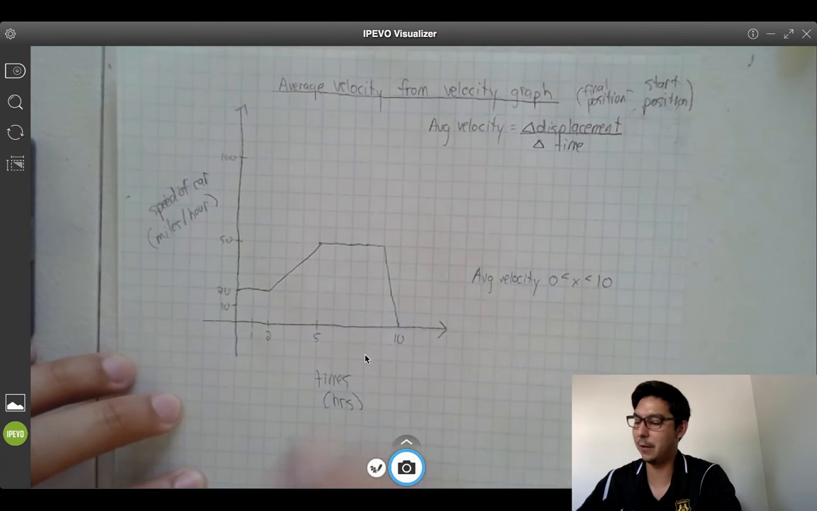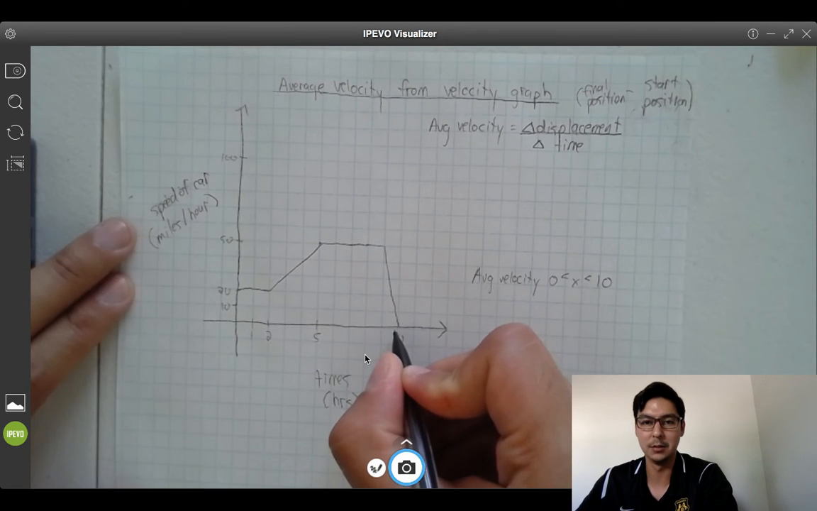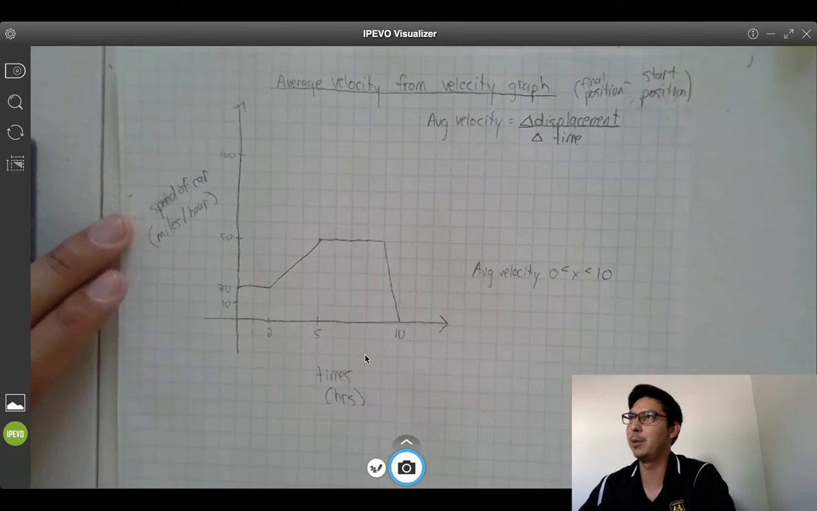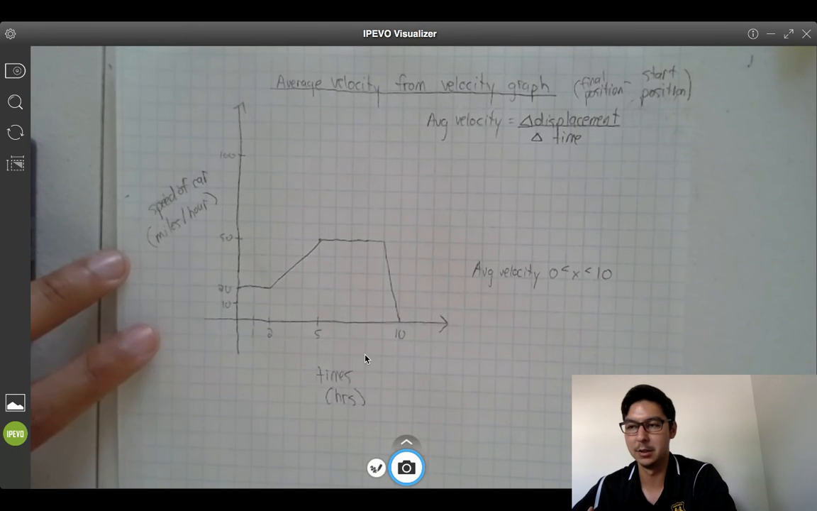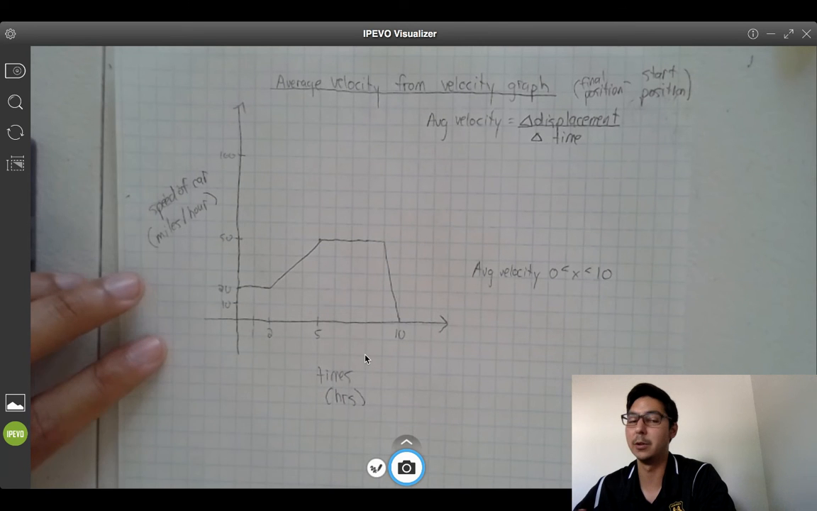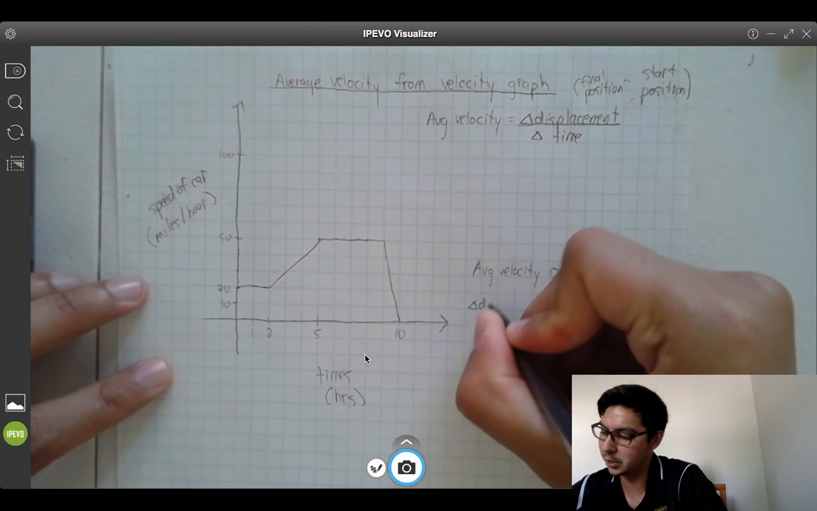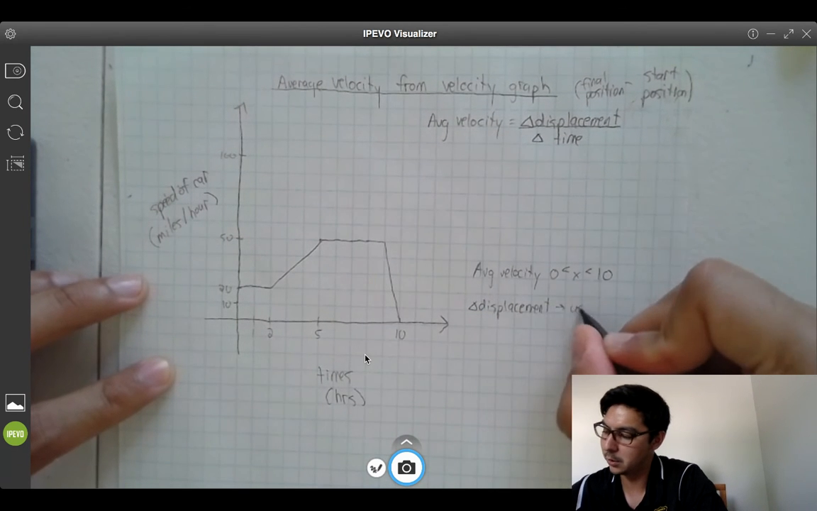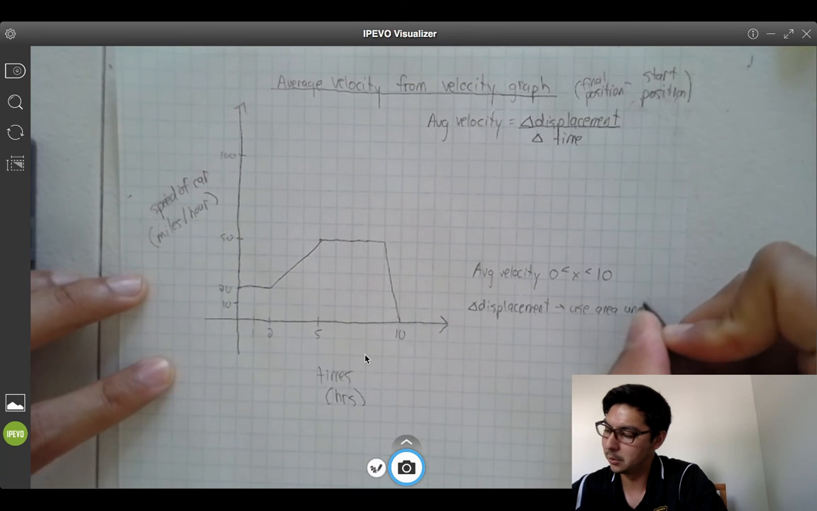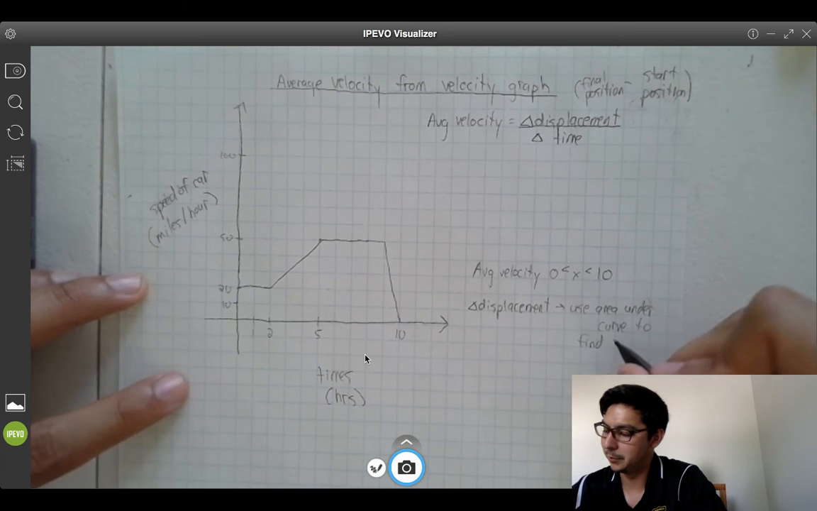Now, unlike a position graph, you can't just use this point because this point isn't a position. This is a speed, right? Now, how do we get a position? How do we get distance, how do we get miles, from a velocity graph? To get miles, remember that you have to do area under the curve. So to find the change in displacement, we're going to have to use area under the curve to find how far they traveled.